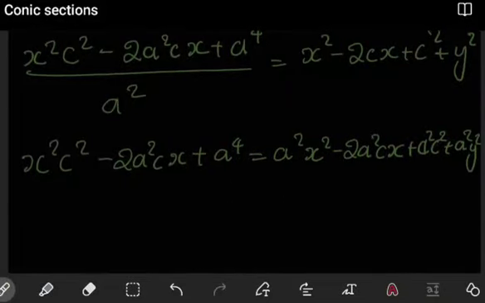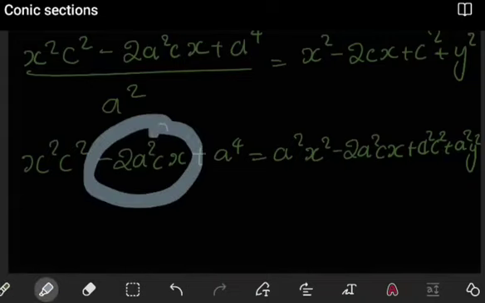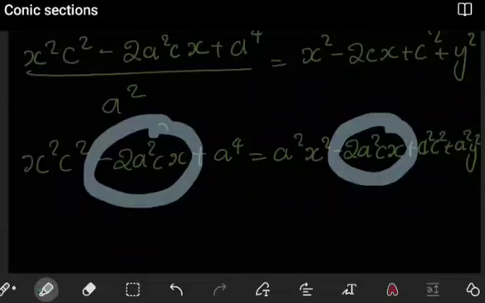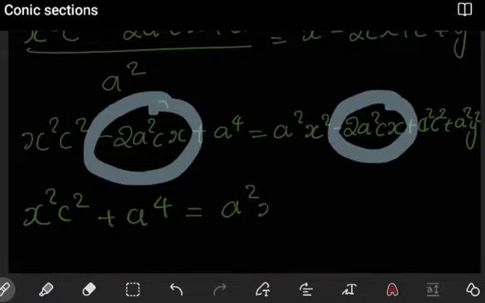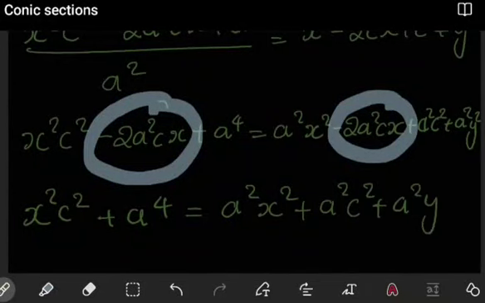So at this point, do we have terms that can simplify here? Well, yeah, you observe that this term here is the same as this term here, and they have the same sign, so they'll subtract out, leaving us with x squared c squared plus a to the power 4 is equal to a squared x squared plus a squared c squared plus a squared y squared.